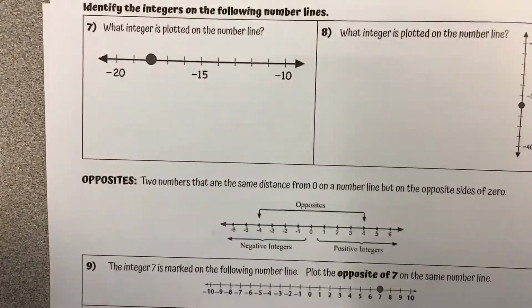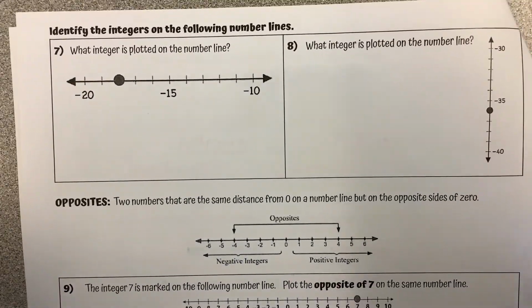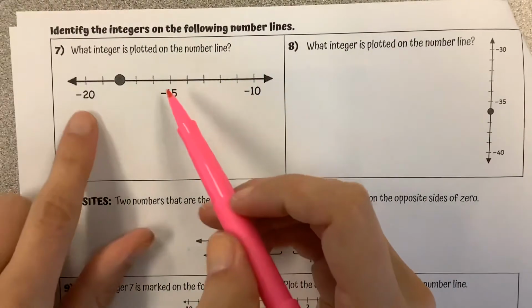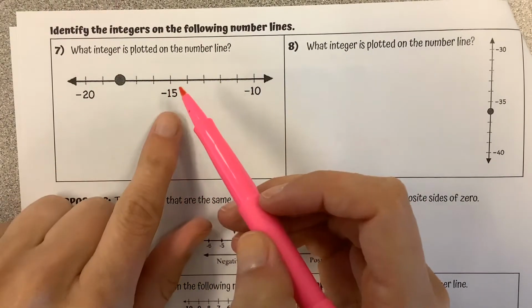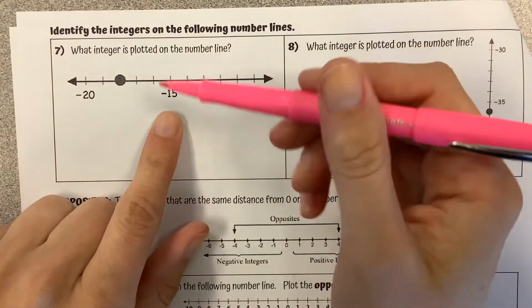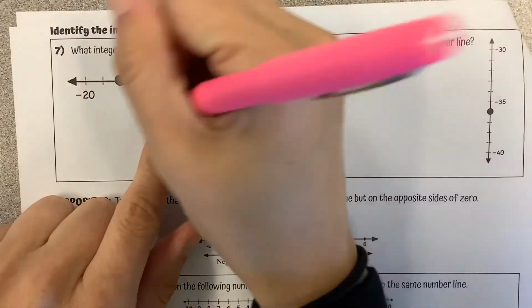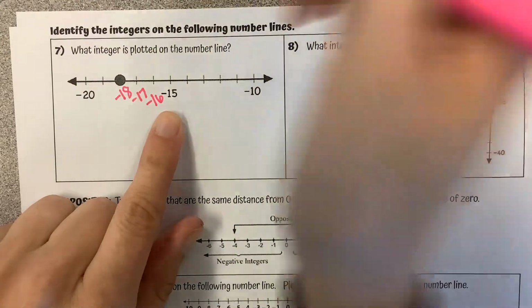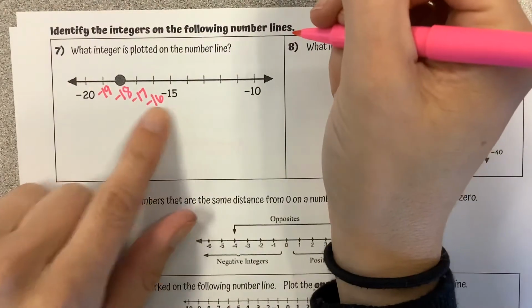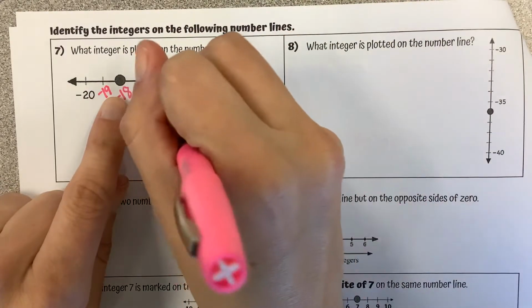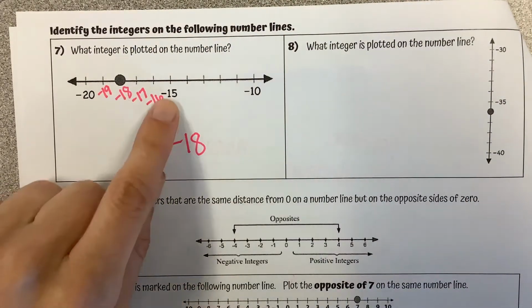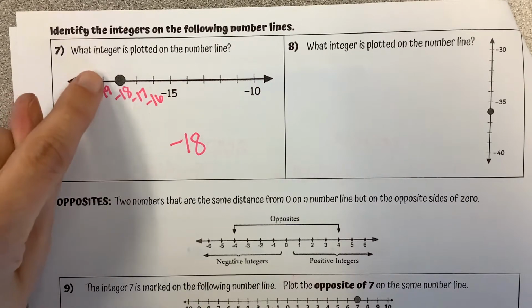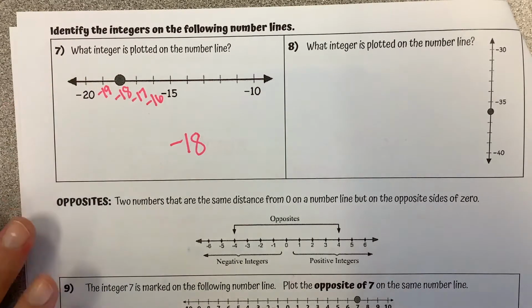Okay, now we're going to be looking at a number line and identifying the integer that is plotted on that number line. So right here, we're between negative 15 and negative 20. I can start at negative 15. I'm going to label these numbers. And remember, as I'm going to the left, my numbers are getting smaller. So negative 16, negative 17, should be at negative 18. Let me just double check. Negative 19, negative 20, that works. So our dot is at negative 18. If you accidentally counted negative 14, negative 13, negative 12, negative 11, that would have to be negative 10. That wouldn't make sense.